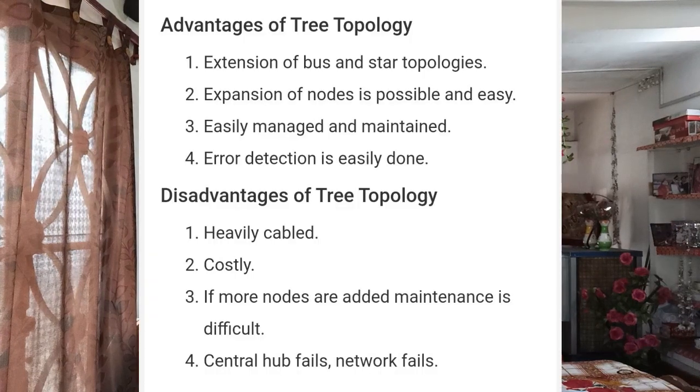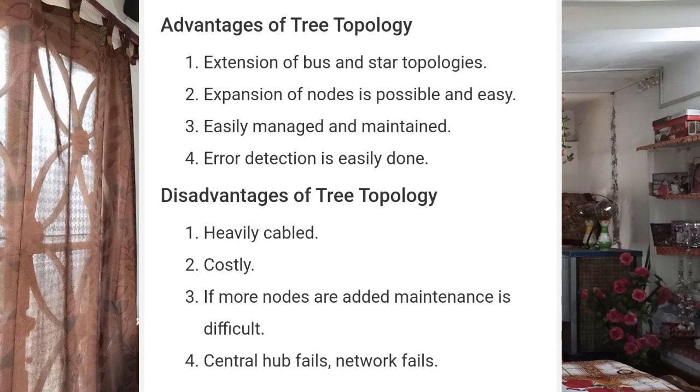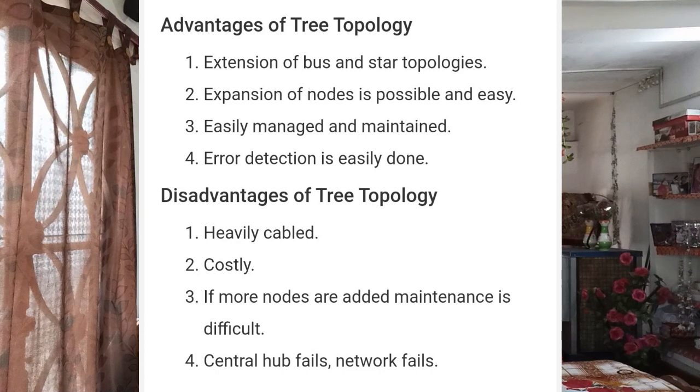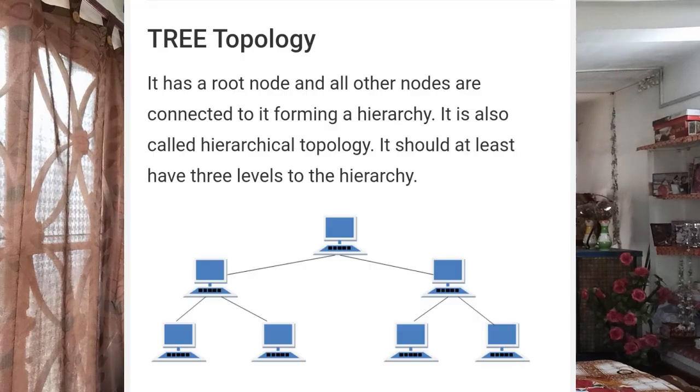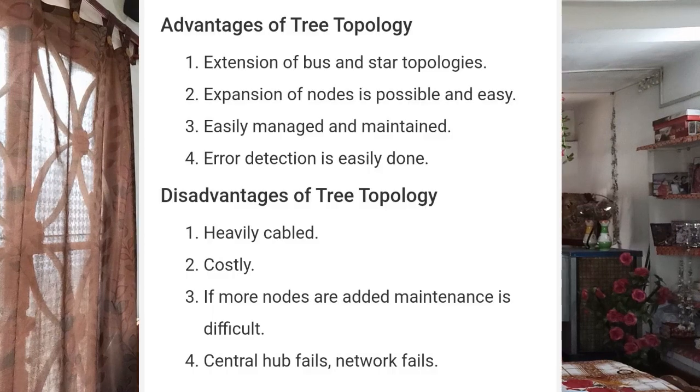Now we have to learn the disadvantages of tree topology. The first disadvantage of tree topology is heavily cabled. Here again lots of cable is required to create such topology. As you see on the diagram, there is root का फिर दो child है, child का फिर दो child है. तो इस तरह से हम देखेंगे तो ये बहुत ज़्यादा केबल का हमको ज़रूरत पड़ेगा. तो we can say that heavy cabling is required in creating such type of topology.